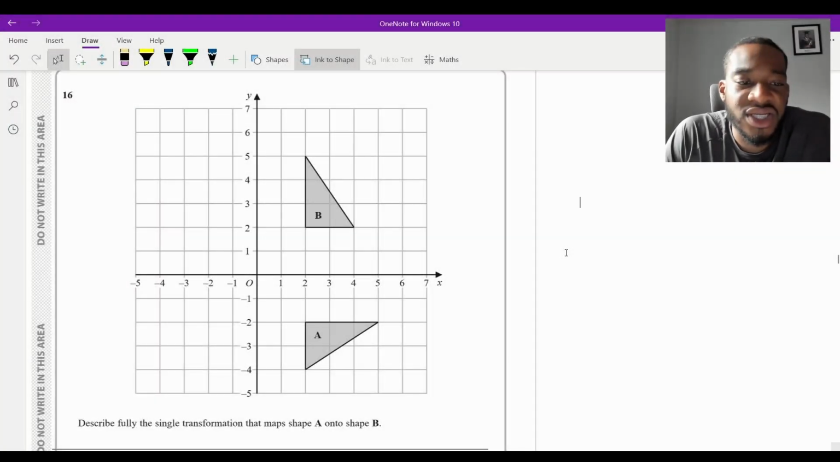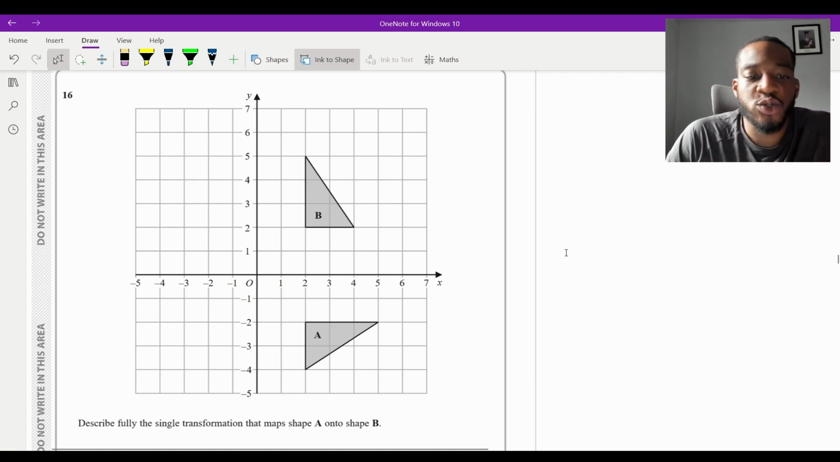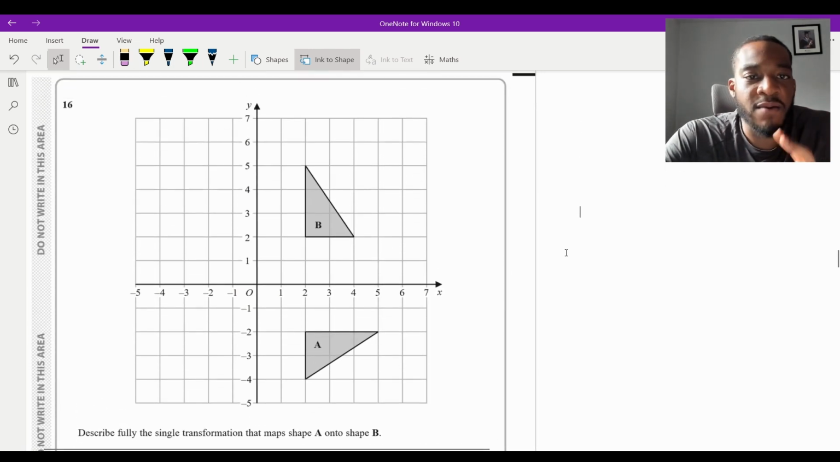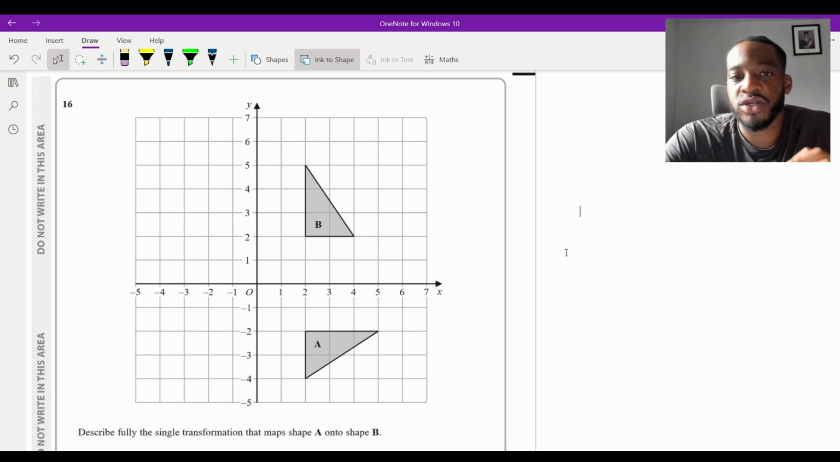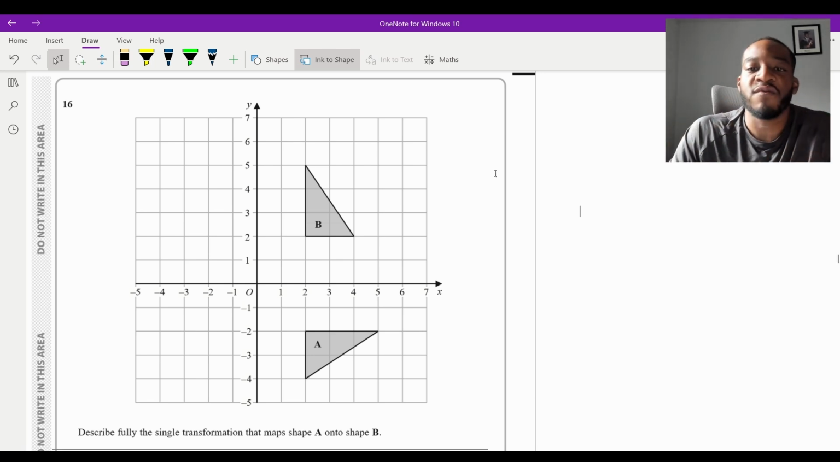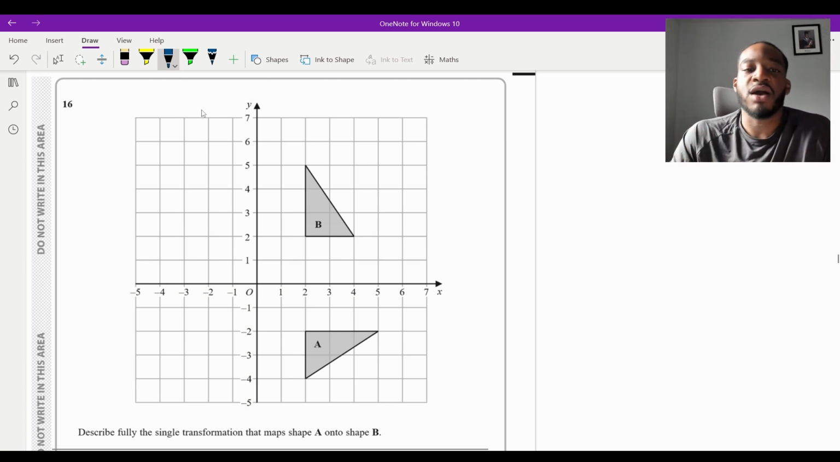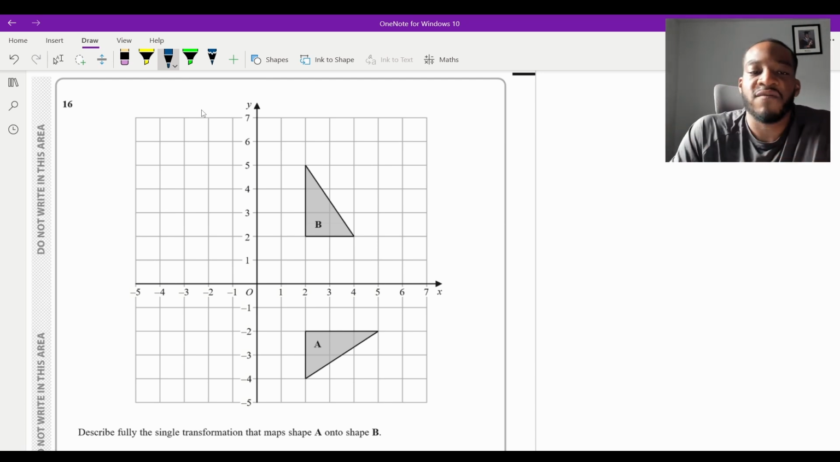Okay, so question 16 says, describe fully the single transformation that maps shape A onto shape B. And this is 2 marks. So with this one, I'm obviously using a computer, so I don't have a protractor and tracing paper with me. But what you could do is, if you have a gauge of it, if you look at it and do this a couple of times, you would be able to spot the type of transformation. And firstly, you don't need tracing paper or a protractor to spot the type of transformation.